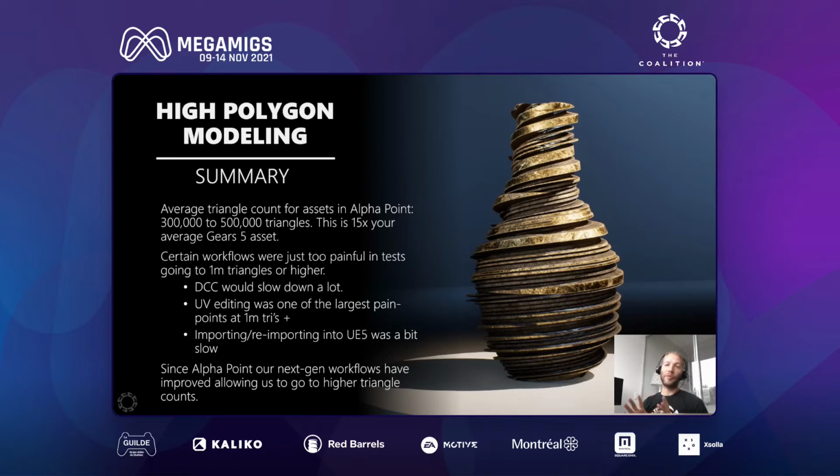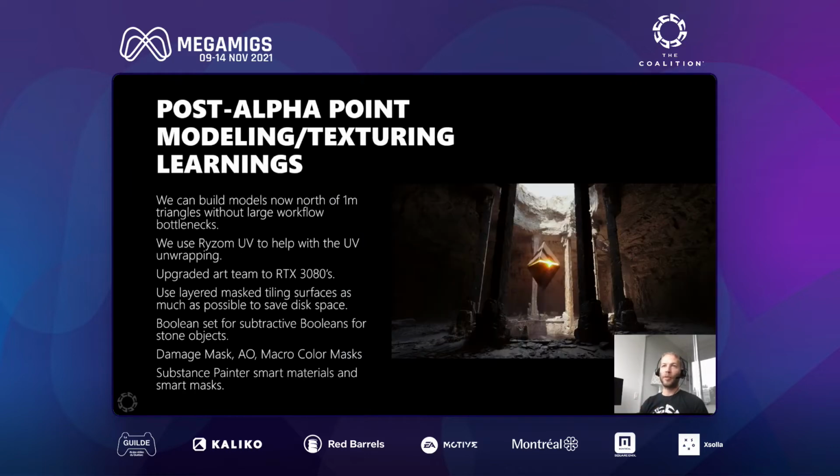So since Alpha Point, we have improved our next-gen workflows, allowing us to go to higher triangle counts than the Alpha Point triangle count, so 300 to 500,000. So I'll speak about that now. So we are now building models higher than 1 million triangles quite often. Do we go up to like 5 million triangles? No, not usually. That starts getting quite heavy. But I kind of like that 1 million to 2 million triangle band.